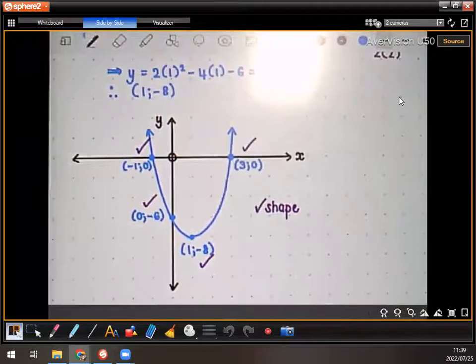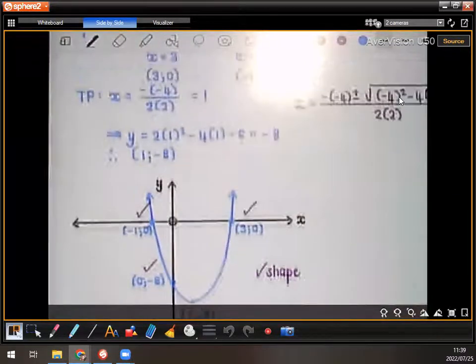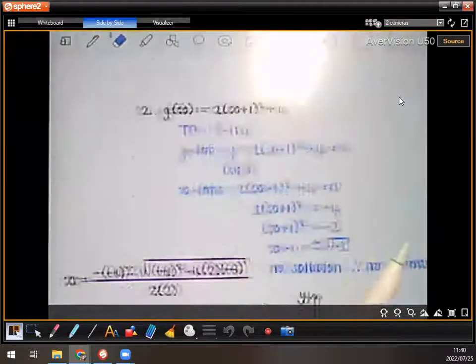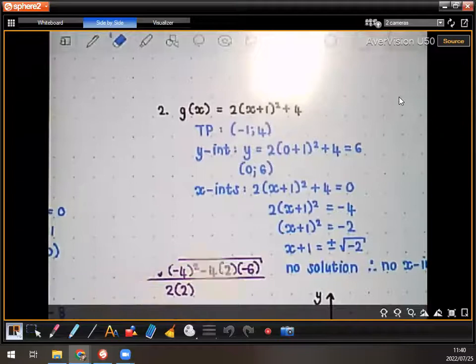Any questions on this one? So now the next one was a bit iffy, but I'm actually glad that it came up because we didn't discuss it in class. Let me just quickly put this here.